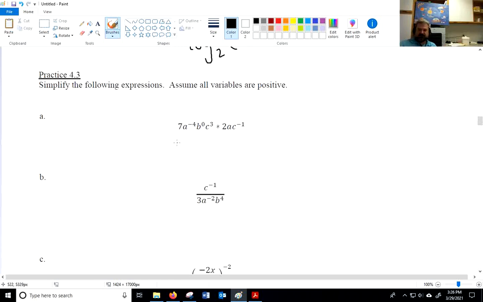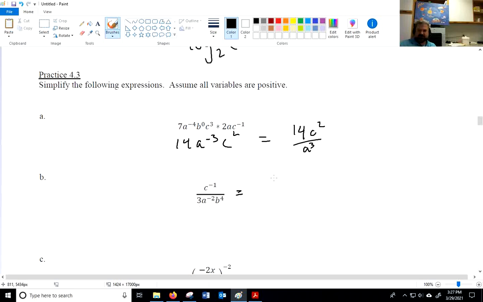Okay, 7 times 2 is 14. Then I have a to the negative third when I combine these two, and then I have b to the 0 times, well, nothing, so it's just a 1. So times 1 doesn't change anything. Then I've got c to the second. So this is 14c squared over a cubed.